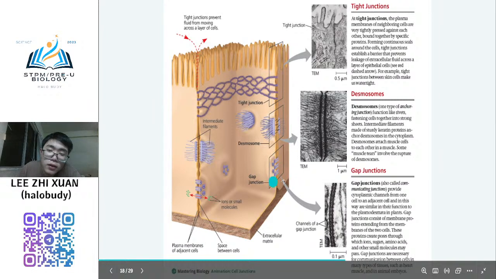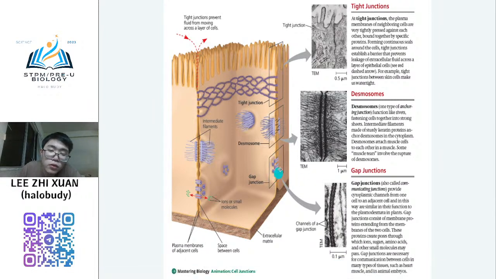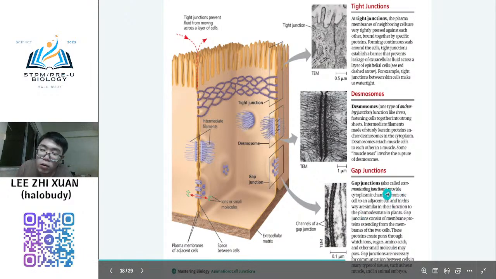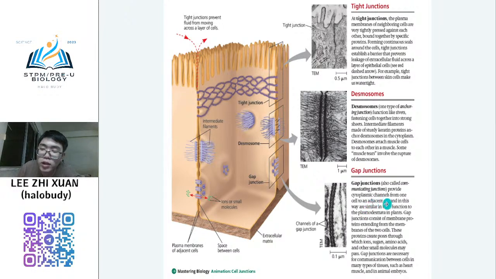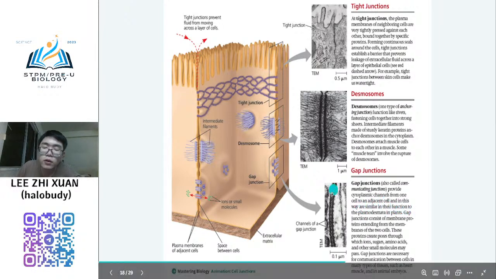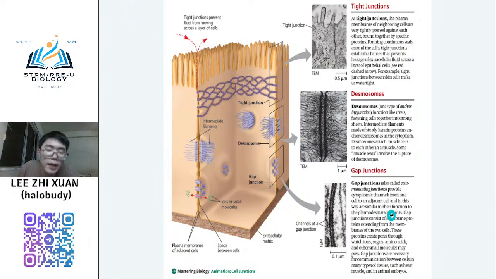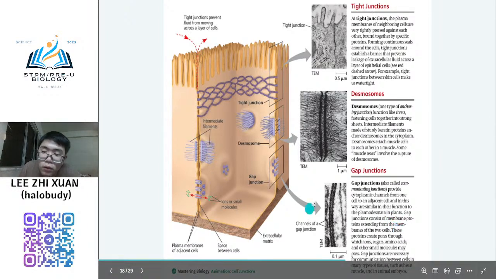So you see the gap junction, see this structure. This structure is not very tight to each other lah. You see here, there is a lot of spacing compared to this. Gap junctions are also called communicating junctions. This one provides a cytoplasmic channel from one cell to an adjacent cell. So normally this one is to exchange material between the cells. And in function, it is like plasmodesmata, so it has the same function as plasmodesmata, to exchange material between the cells. Okay, so that's just like that.